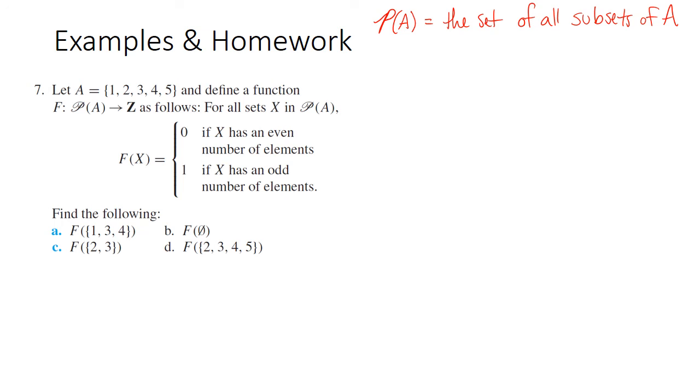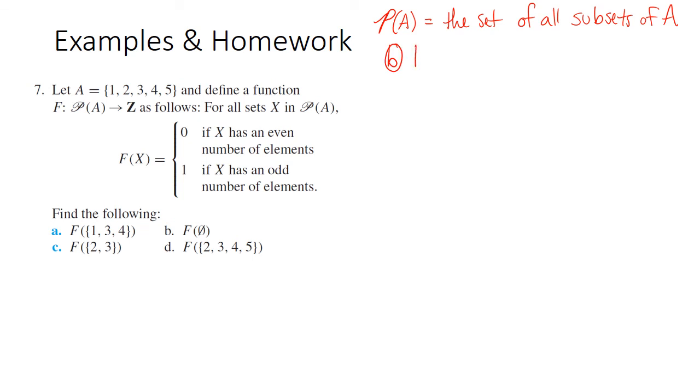Okay, and then the way the function is defined is also kind of interesting. Capital F is defined to be 0 if the subset that you're plugging in has an even number of elements, and then it's 1 if the subset you're plugging in has an odd number of elements. And that's all it is. So that's kind of interesting. So let me do parts B and D here, and then A and C are for you.